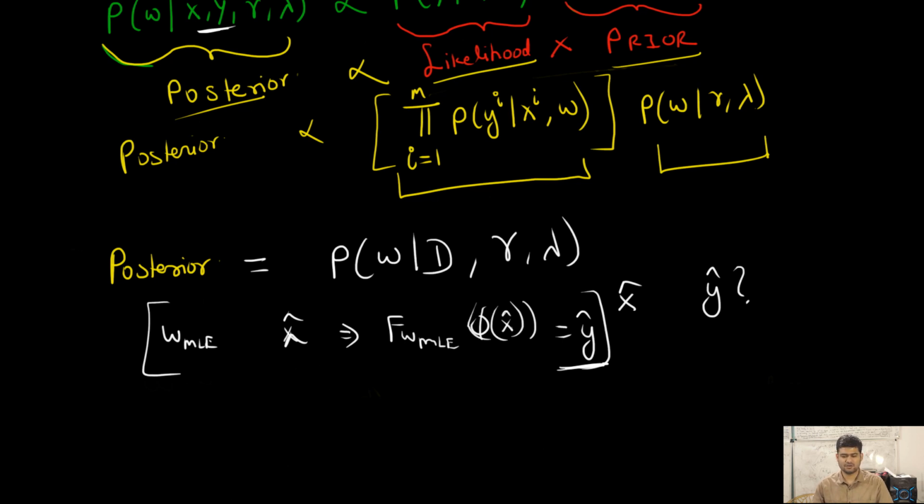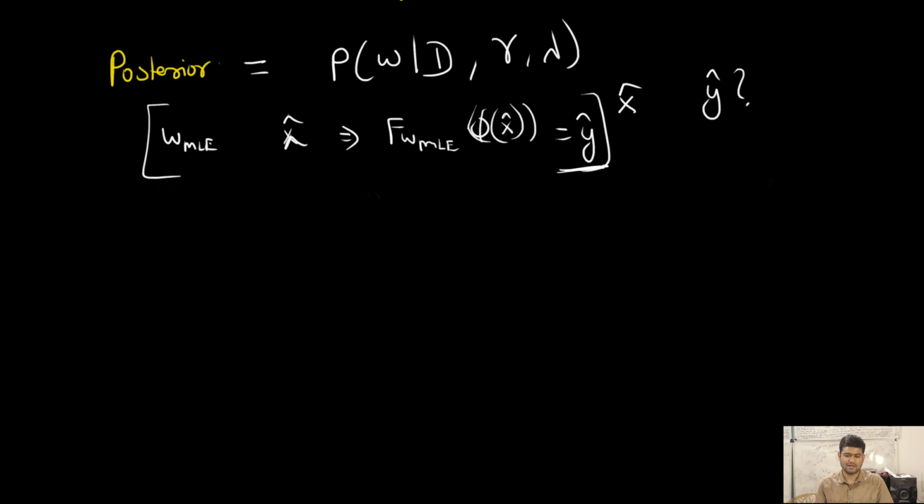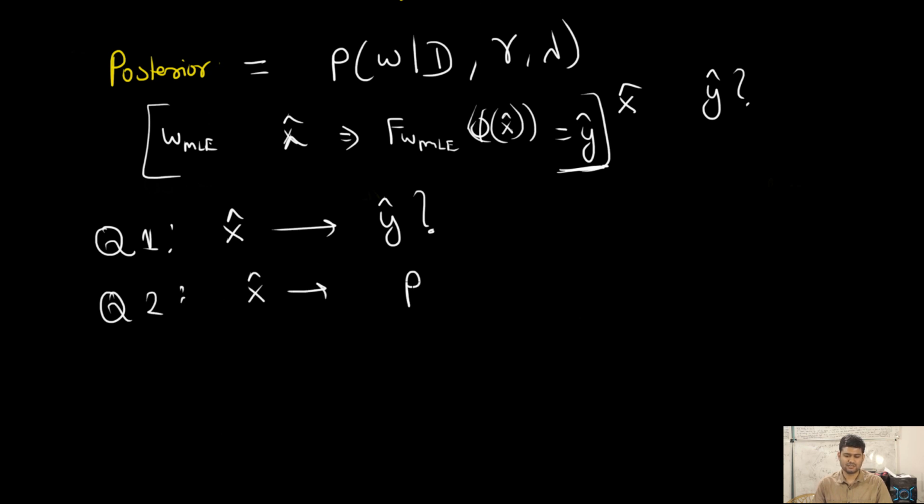So now we may ask ourselves a different question. The first question was, in the MLE setting, given some x hat, what is the corresponding y hat value? This is a question we can ask over here as well. But then there's question number 2: given x hat, what is the distribution of y hat given x hat and the data set that we have observed so far? We have a set of m data points, xi, yi. I'm just writing superscript m to denote that there are m data points in the data set.